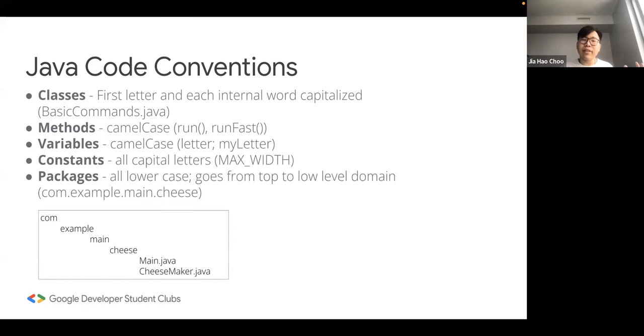The convention for naming packages is that they are all lowercase, and ideally, when you're trying to import something, it goes from top to low level domain. What that means is that you always want the more general ones at the top, followed by the individual classes. So let's say you're trying to import CheeseMaker.java in another class, and CheeseMaker.java is in a whole separate package. There you have to import from the top down, from top level domain to low level domain.